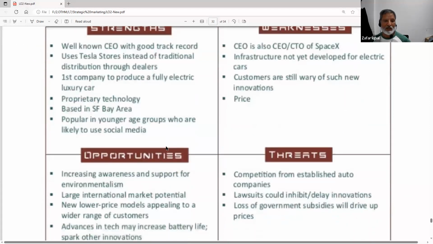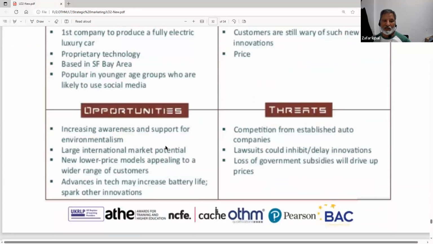Okay, opportunities are, for example, there are a lot of opportunities for international markets. This company has a new lower model price which appeals to a wide range of customers. They have advanced in technology in many senses, because they have advanced in using the latest technology or increased battery life, for example, and innovations are there for them. They are aware of the support of environmentalism.